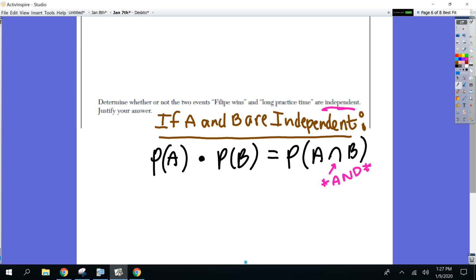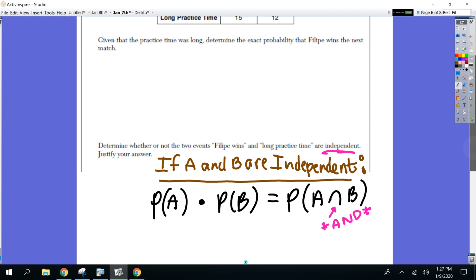So it's going to be a fraction times a fraction. Is that equal to the fraction I find on this side? If these two sides are equal to each other, those two events are independent. Good? Okay, here we go. Let's go back to the problem then, so we can fill this in to test if it is or not.